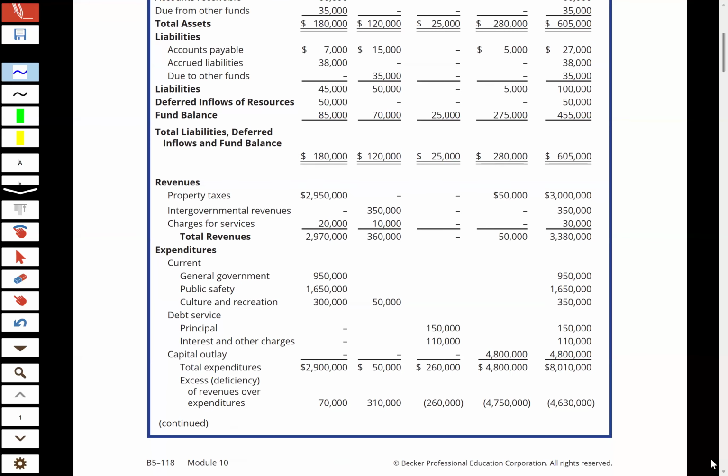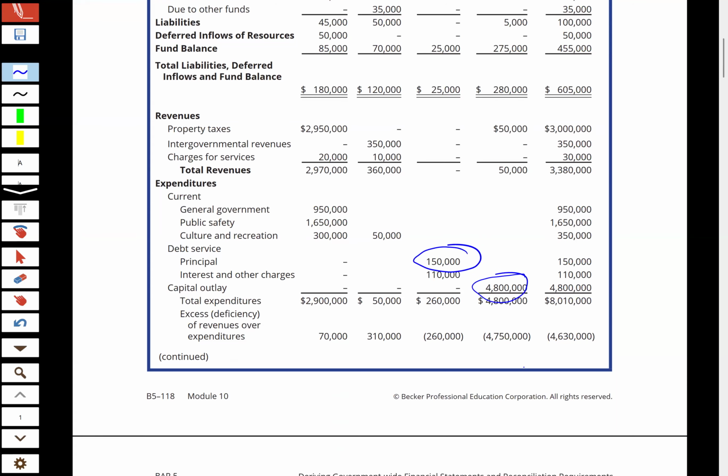Notice that for our debt service, we have expenditure relating to the principal, right? Payback of principal is treated as an expenditure. Purchases of capital assets, right? All of these things are treated as expenditures under modified accrual accounting. Notice that we have our excess of deficiency over revenues here.